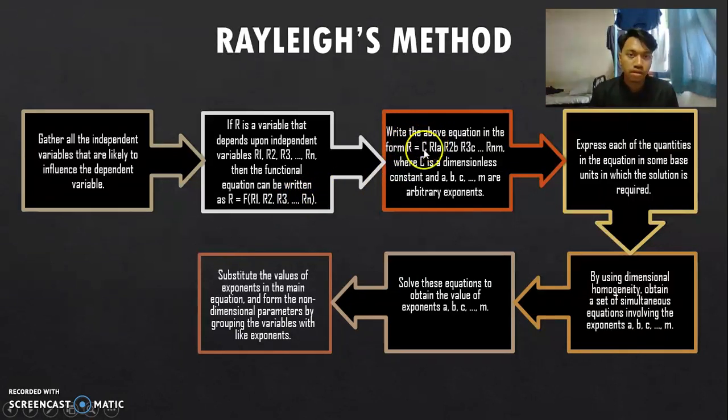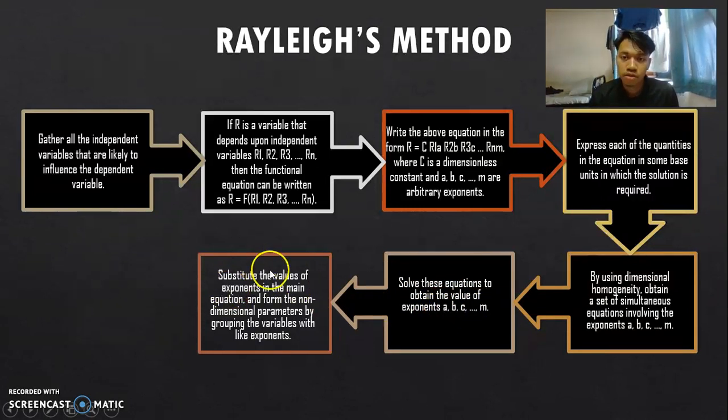Next, write the above equation in the form of R equals C, R1^a, R2^b, R3^c until Rn^m, where C is a dimensionless constant and a, b, c until m are arbitrary exponents. Then, express each of the quantities in the equation in some base units in which the solution is required. After that, by using dimensional homogeneity, we must obtain a set of simultaneous equations involving the exponents a, b, c until m. Then we solve these equations to obtain the values of exponents a, b, c until m.